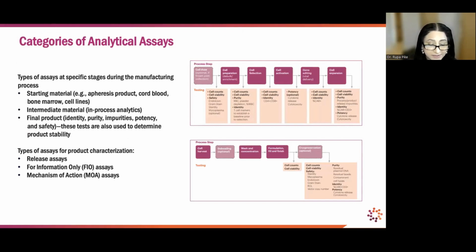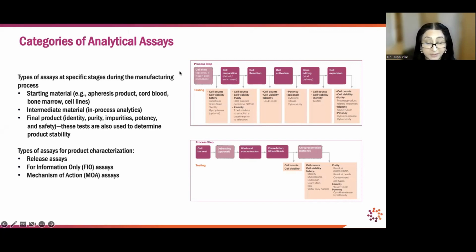So this slide describes the types of analytical assays and the time points at which they are executed. As you can see in this slide, you can have assays that need to be in place for one starting material, and that could be anything ranging from an apheresis product, blood, bone marrow, cord blood, or cell lines in case of induced pluripotent stem cells or embryonic stem cells or dendritic cells for vaccines.